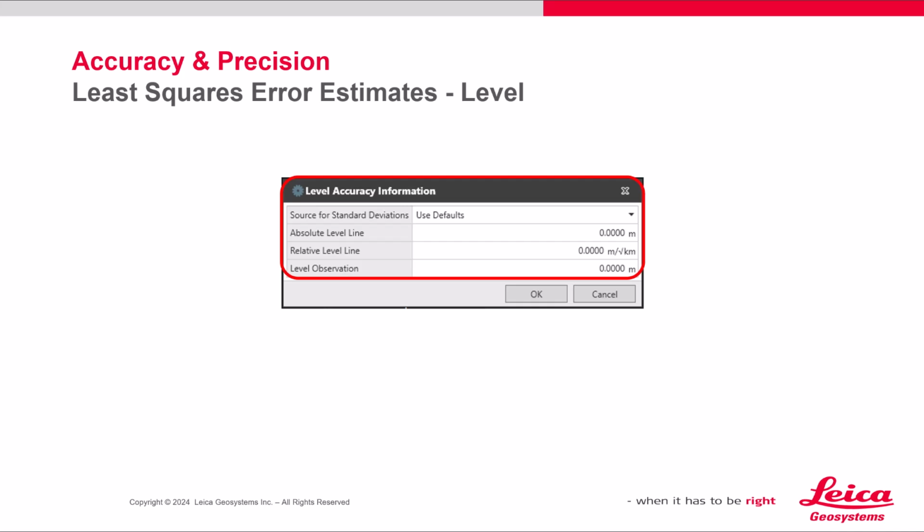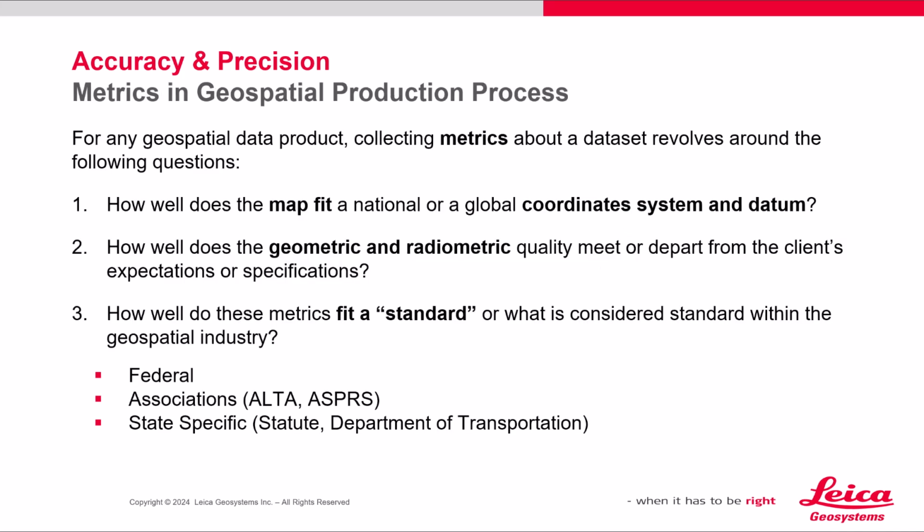Levels can be used with least squares also. The one we will focus on is the relative level line. Finally, the metrics in geospatial production process. For any geospatial data product, we need to collect some metrics such as the map fit, the coordinate system and datum, the geometric and or radiometric quality. How well do these metrics fit a standard is very important. We have some federal and we have some professional associations, as well as state-specific accuracy requirements that we need to meet.